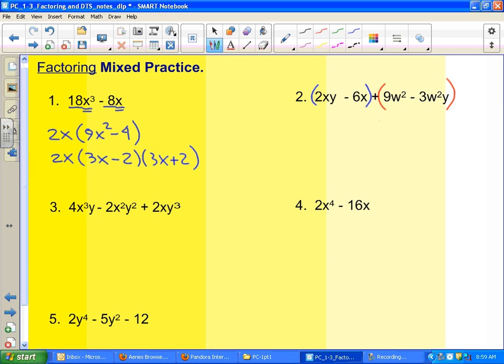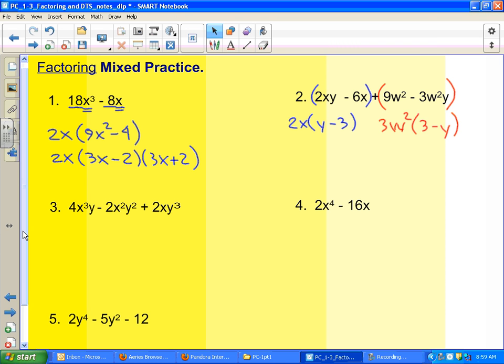Well, let's see what happens. 3w squared comes out of this group, 3 minus y left over. 2x comes out of the blue group, and a y minus the 3 left over. Well, this is a unique situation here because I have a y minus 3 and a 3 minus y. They have the same numbers and the same y values, but they are opposites. So what I've got here is a situation where we have an opposite.